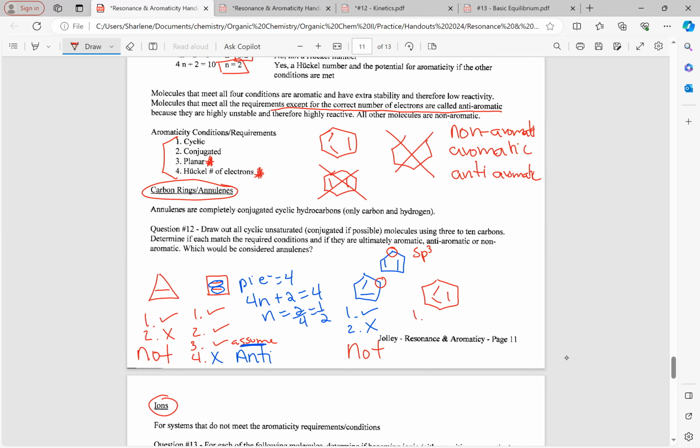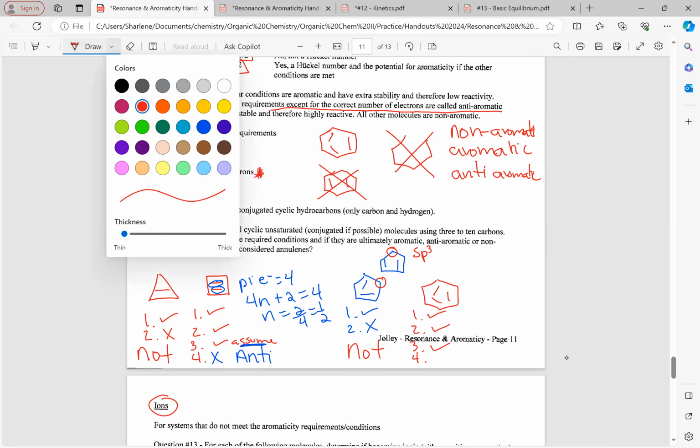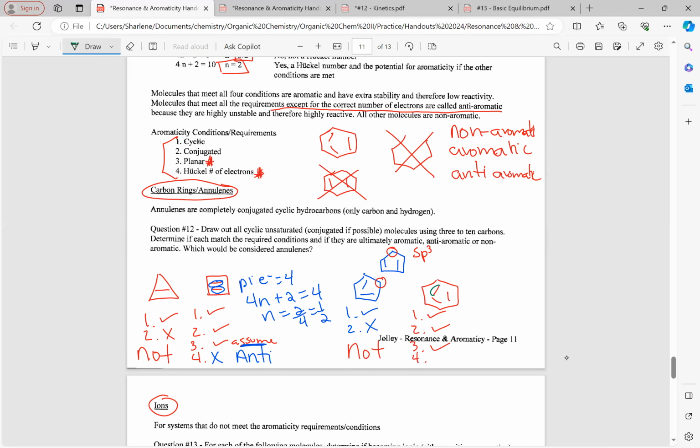Keep going. Number 1, is it cyclic? Yes. 2, is it conjugated? Yes. And remember, conjugated means does everybody have a p orbital? 3, is it planar? And this one I don't even have to assume because benzene is completely flat, sp2 hybridized all around. And 4, does it have the correct number of electrons? Let's try green. 4n plus 2 equals, we have 6 electrons in our system. So subtract 2 from each side, 4n is equal to 4. So n equals 1. That is a whole number. So yay! This one is aromatic. Why do we care? That one is exceptionally stable, more so than what we would have expected.